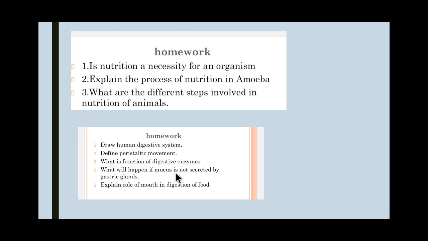Next, what will happen if mucus is not secreted by gastric glands? If the mucus is not secreted by the gastric glands, it would lead to acidity and formation of gastric ulcer due to corrosion of the inner lining of the stomach. Why will it corrode? Because mucus covers the inner lining of the stomach and protects it from the corroding action of HCl.